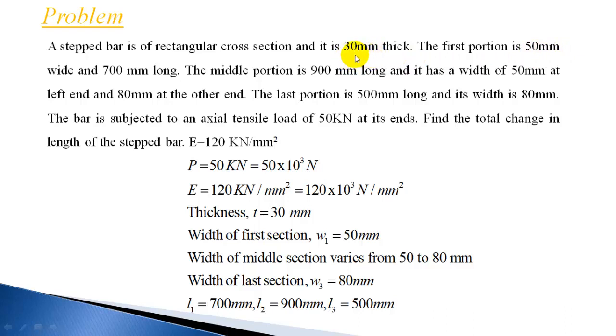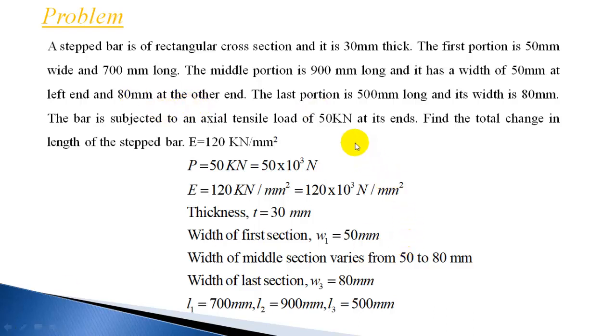The constant thickness is 30 mm throughout the step bar. So 50 mm is width, thickness is 30 mm, so it has a rectangular cross section. The middle portion is 900 mm long and it has a width of 50 mm at its left end and 80 mm at the other end. So its width is changing from 50 to 80 and thickness is common, 30 mm. So it is a uniformly tapered bar of a rectangular cross section.